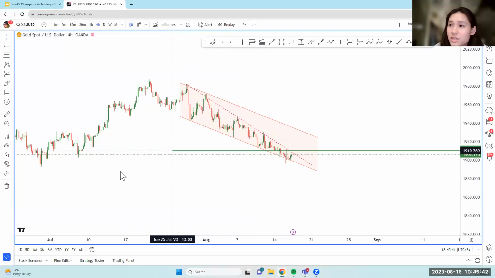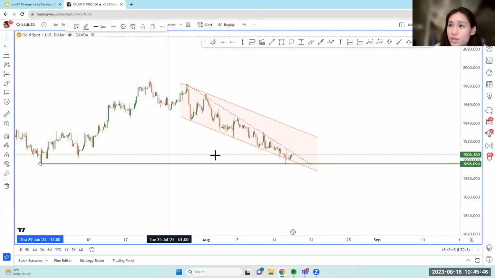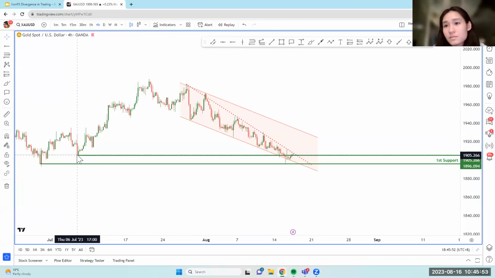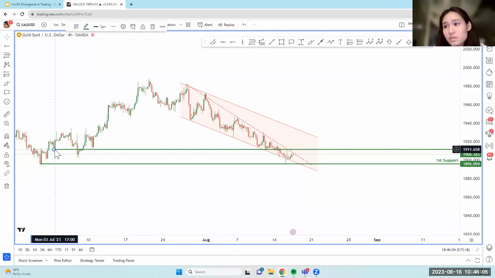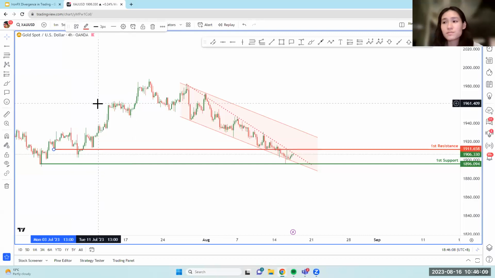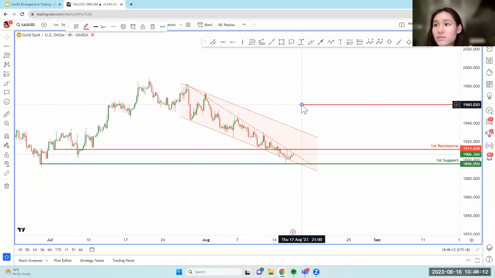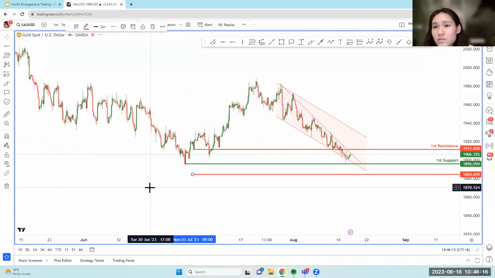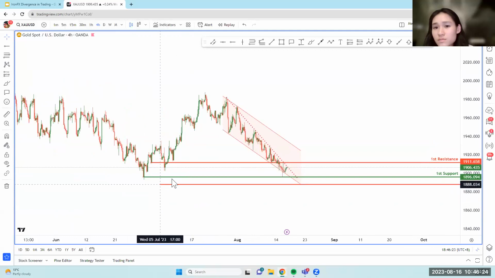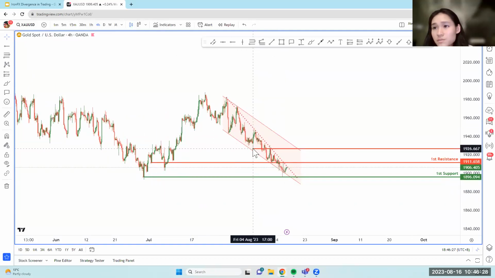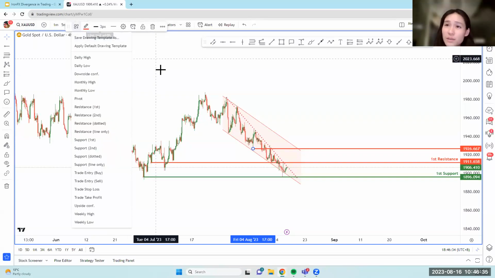Now we're going with our support and resistance levels. Here's my first support. This level here is my first resistance, and then second resistance just over here. All of these levels are purely based on support and resistance, pullback, overlap levels, swing highs and swing lows.